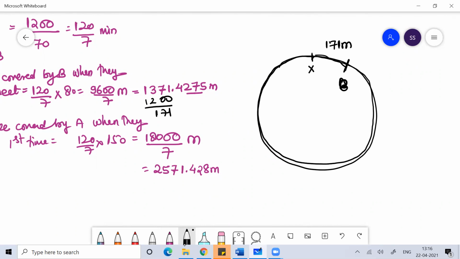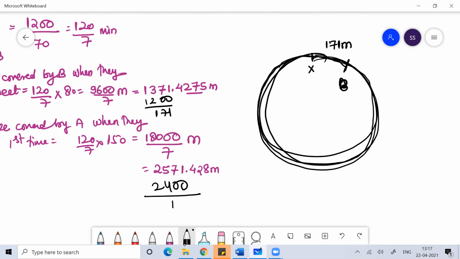So see the distance A would have covered. A has completed one round of 1200 meters, again one more round, 2400 meters. If you subtract 2400, you will get 171. So when A and B met here, A has completed 2 rounds, and B has completed 1 round. At that time A and B met around 171.428 meters ahead of the starting point.